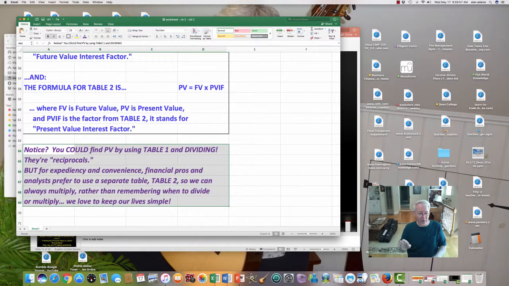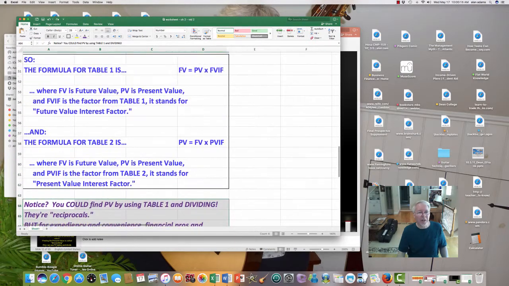Want to have a little fun in your free time? Well, you don't have any free time if you're taking an accelerated course now, do you? But you could take any value in table 2, and you'll find that if you take 1 and divide it by that value, you'll get the table 1 value and vice versa.